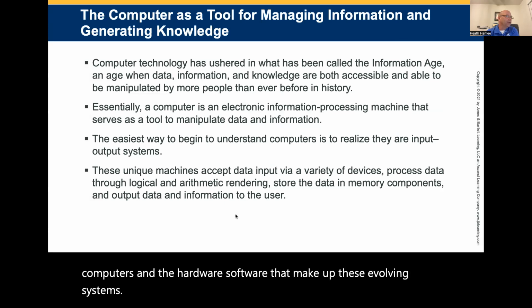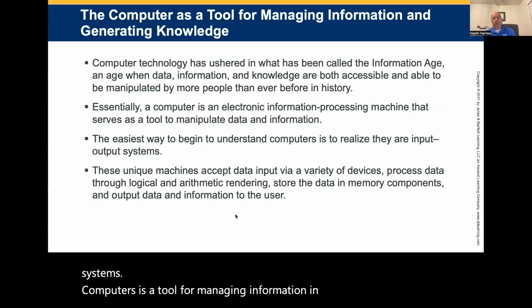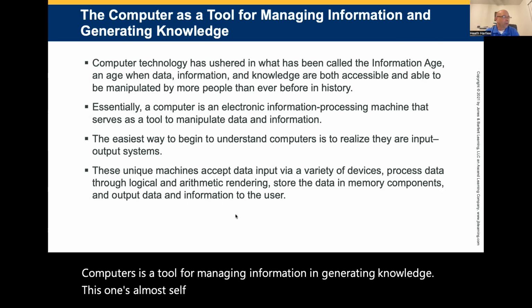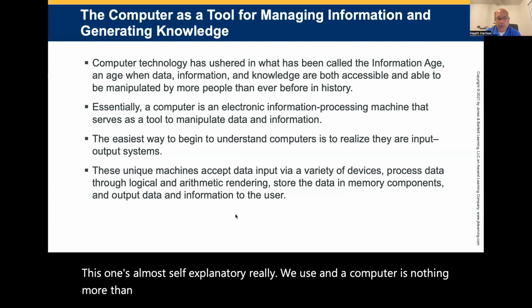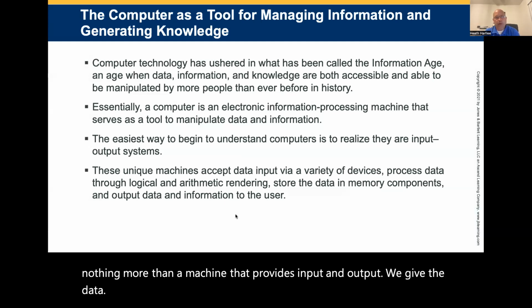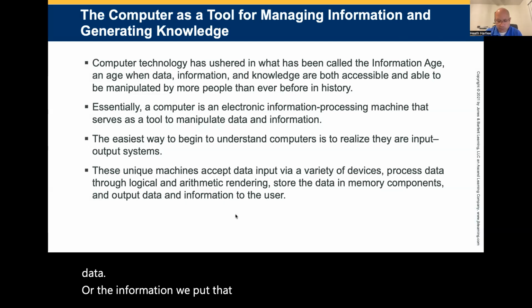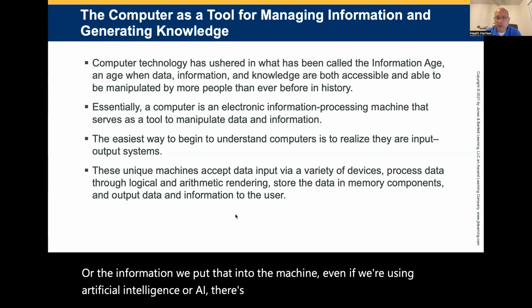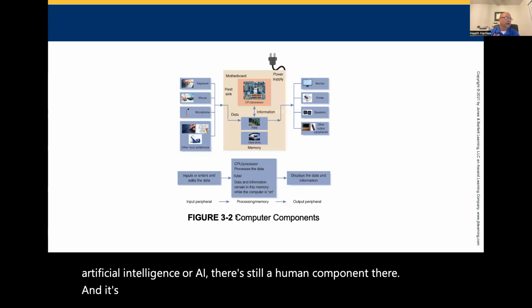Computers are a tool for managing information and generating knowledge. This one's almost self-explanatory, really. A computer is nothing more than a machine that provides input and output. We give the data or the information, we put that into the machine. Even if we're using artificial intelligence or AI, there's still a human component there. And it's described, the computer system itself and everything that goes into it.